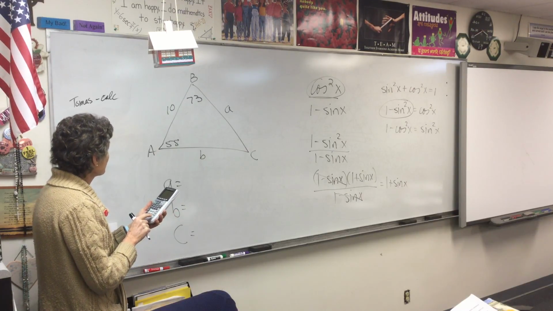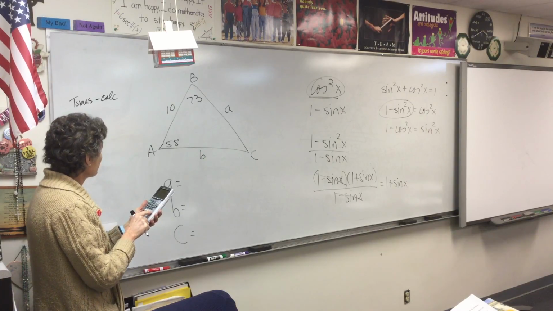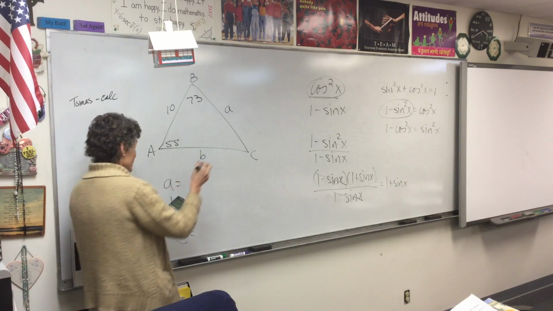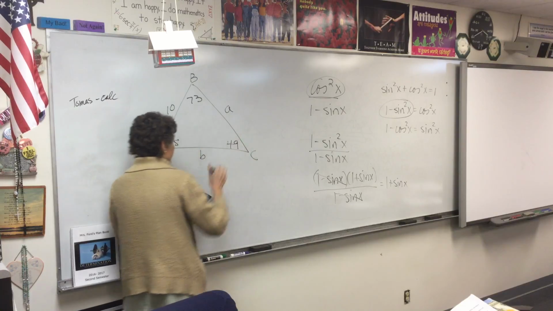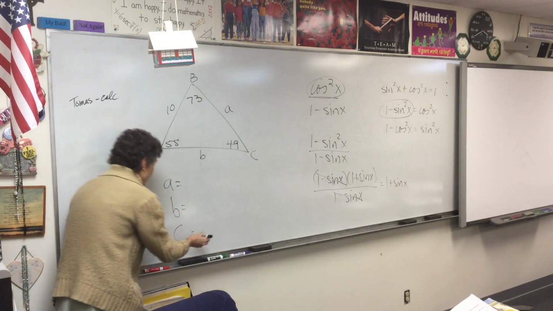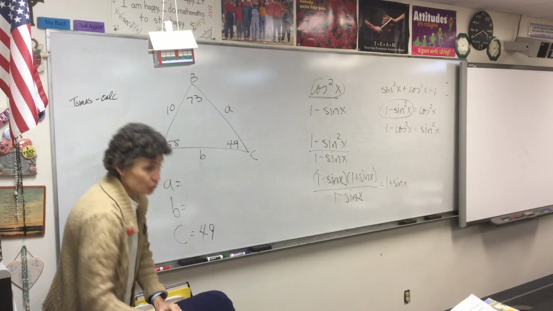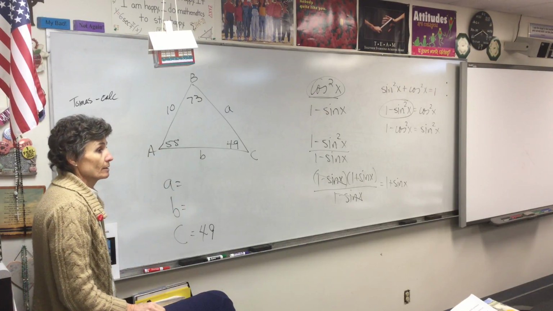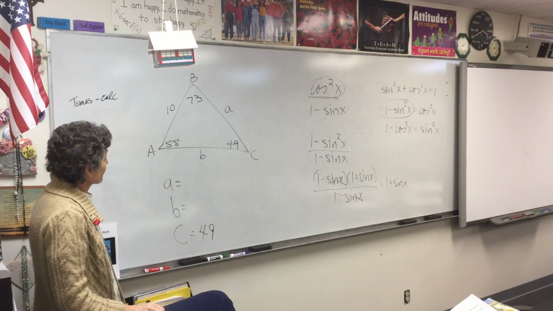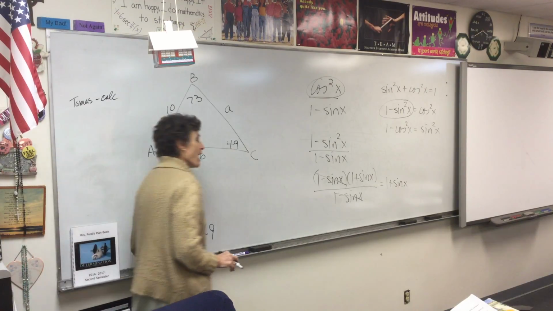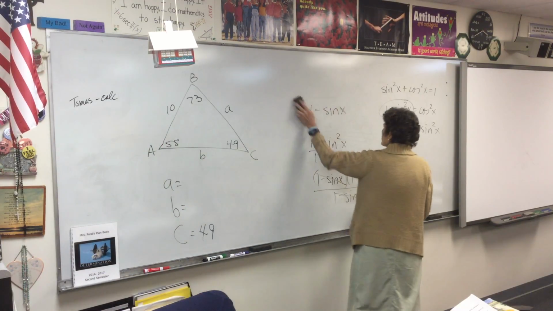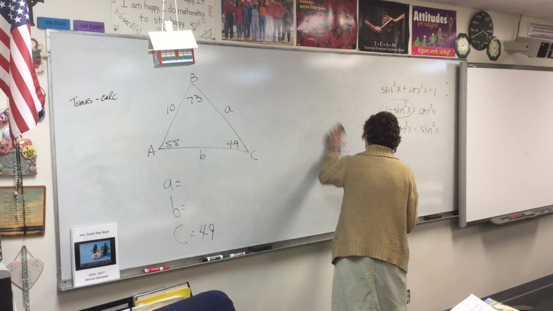It'll be 180 minus 73 minus 58, which is 49. Okay, so that's done. Everybody's got that point for sure. All right, now what do you think about the sides? Now I need to start finding the sides.